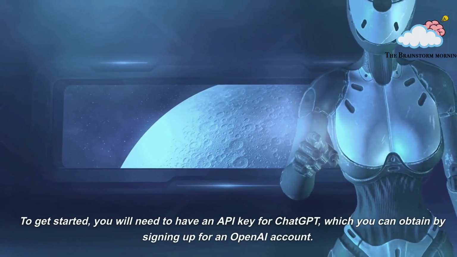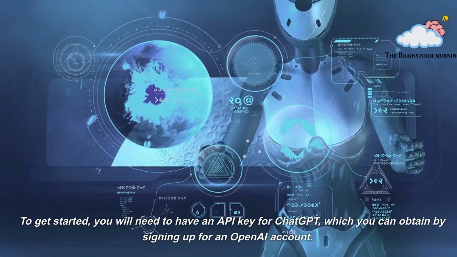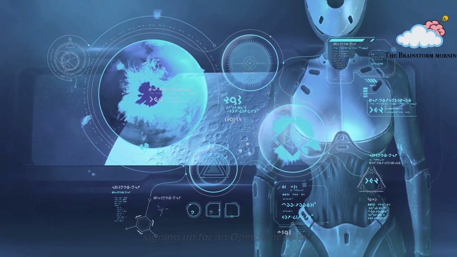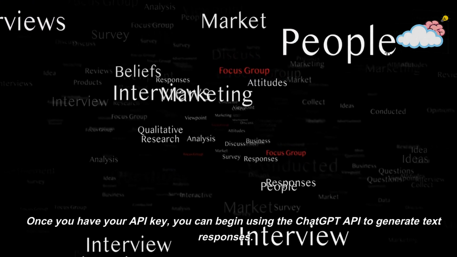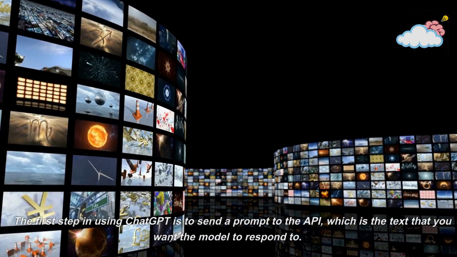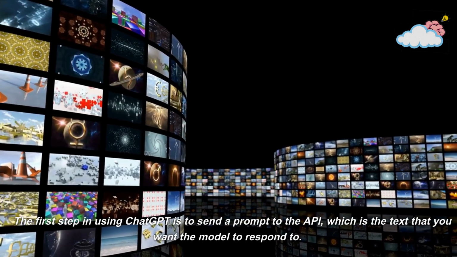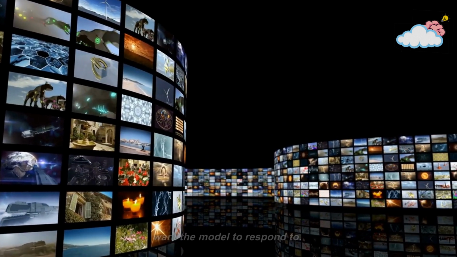To get started, you will need to have an API key for ChatGPT, which you can obtain by signing up for an OpenAI account. Once you have your API key, you can begin using the ChatGPT API to generate text responses. The first step in using ChatGPT is to send a prompt to the API, which is the text that you want the model to respond to.